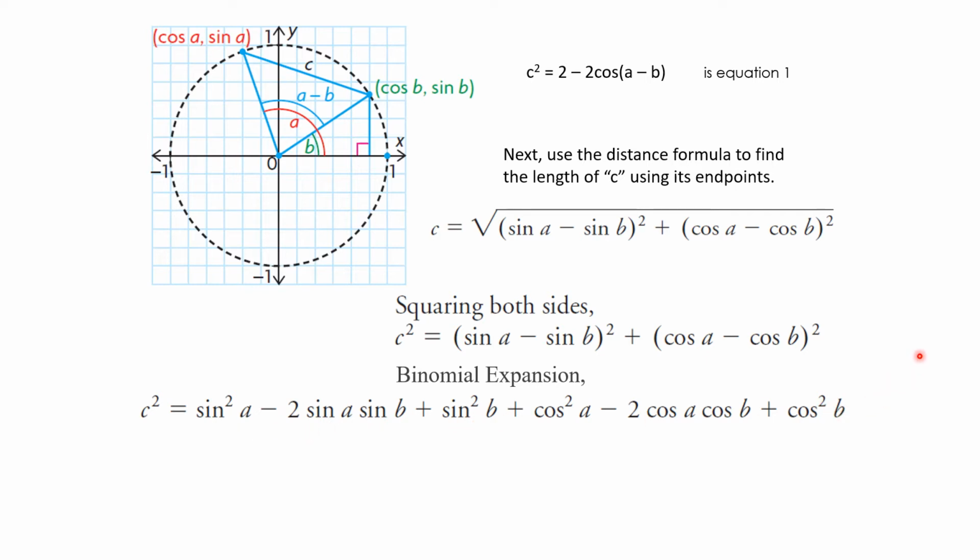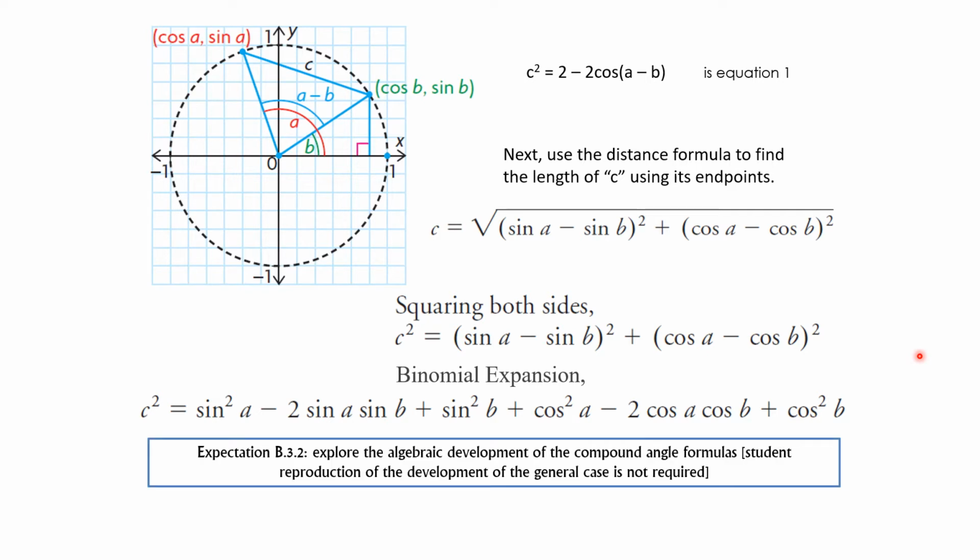So this is getting to be a bit cumbersome. Why are we doing all of this? Well, because it's in the ministry expectations. The curriculum says that you have to be able to explore the algebraic development of the compound angle formulas. But the good news is, student reproduction of the general case is not required. So you do have to understand how this works, but you don't have to reproduce it from scratch or from first principles. So there's often a quiz or a test question that asks you to do a little part of it. Like I might say, what's the next step after here? Or expand these sides or something like that. One piece of it, but you do not have to reproduce the whole thing. You don't have to know how to do it all yourself. You just have to know how to kind of apply parts to it.